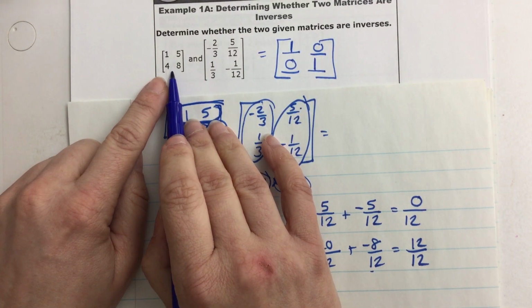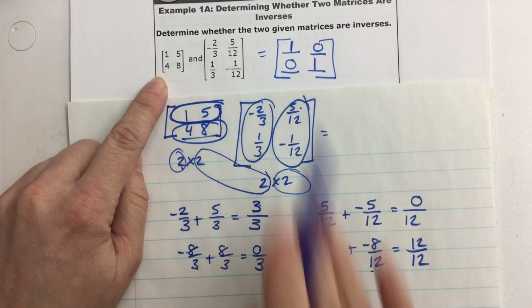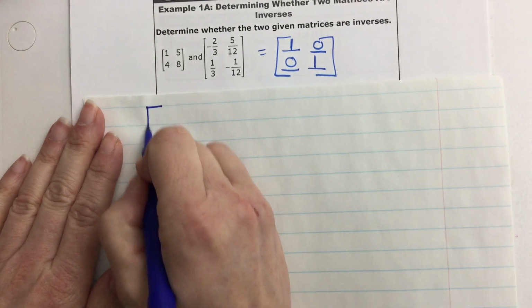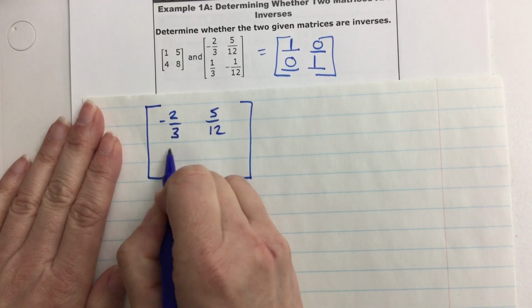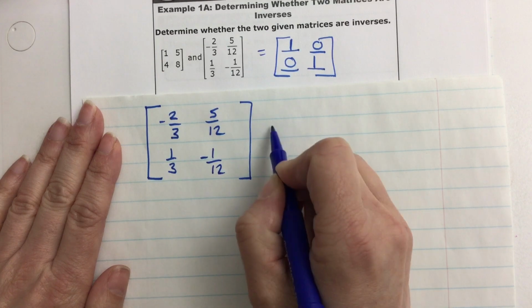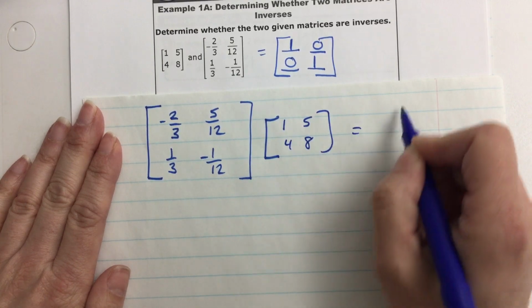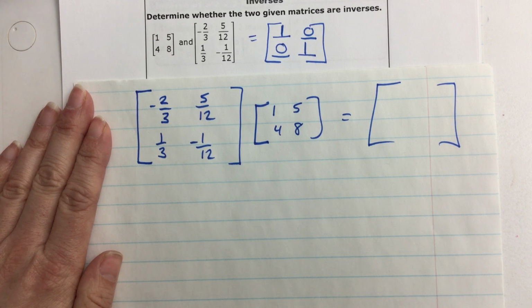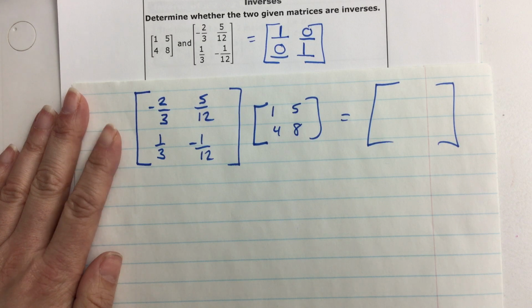If I have this matrix first and this matrix second, when I multiply them, I get the identity matrix. You cannot say it's an inverse unless you can flip them around and get the same thing. So what that means is now I'm going to take negative 2/3 and 5/12, 1/3 and negative 1/12, and I have to multiply this first. 1, 5, 4, 8. That is going to be second. I have to get the identity matrix again in order to say it's an inverse. So you have to check both ways. You cannot say that they are inverses unless they both result in the identity matrix.